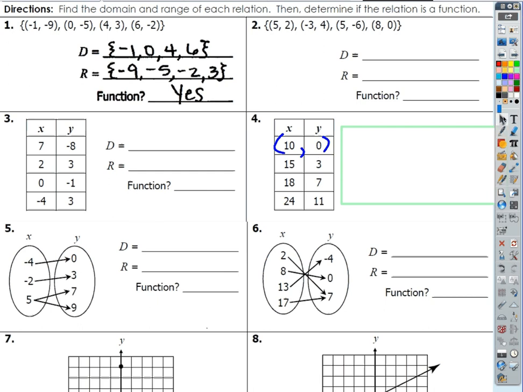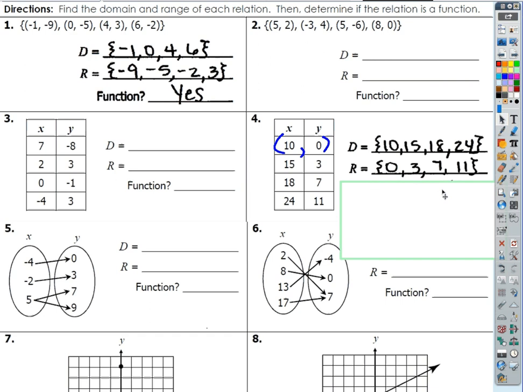On this one, my domain is just those 4 x values in numerical order, and the range is those 4 y values in numerical order. And no x values are repeated, so it's a function.